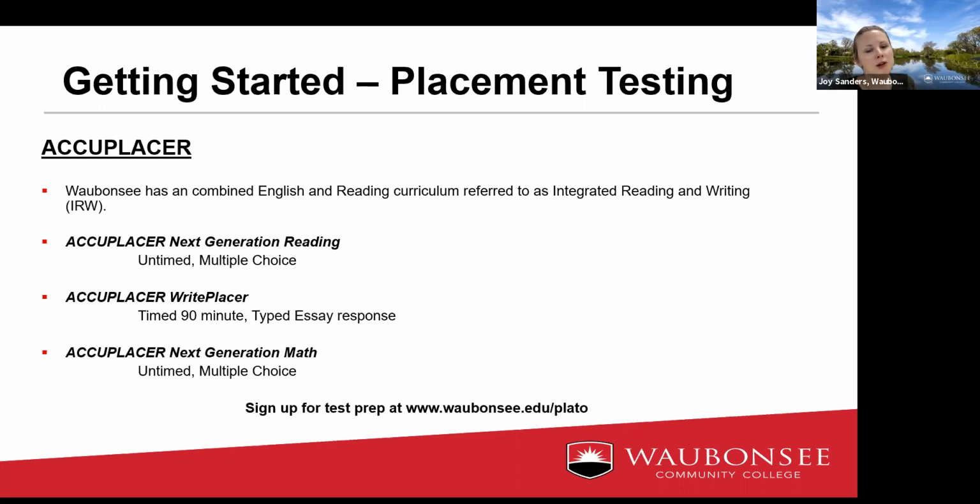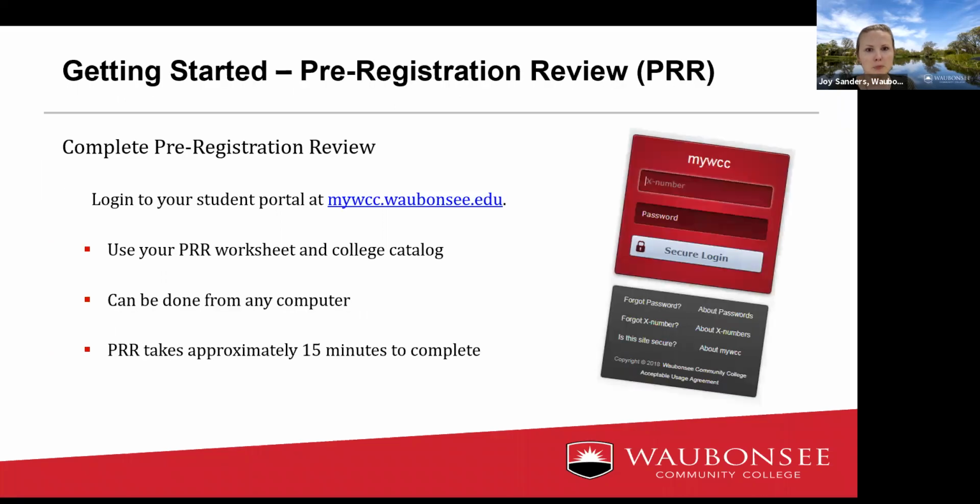We do have test prep available for you. We highly encourage students go through the test prep process just to kind of get a sense of the types of questions that'll be asked, maybe find out where your weaknesses are, if there's some things that you need to study up on before going to take the test. You can sign up for test prep. It is completely free at waubonsee.edu/Plato. You do need your X number for that, so it would be something that you would do after filling out your new student application form.